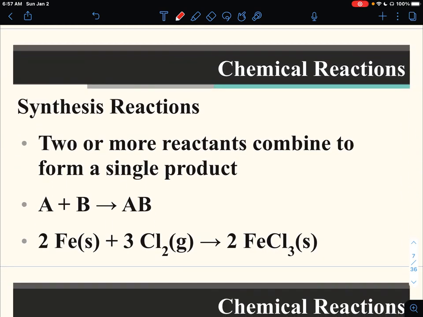So synthesis, the formal definition is when 2 or more reactants combine to form a single product. Our general reaction would be something like this. This is just variables where you have 2 reactants, and they form one product. They combine. So the key here is going to be 2 or more reactants and one product. And then down here is just an actual example of one so you can kind of see what it looks like.